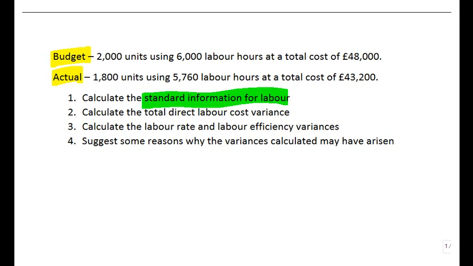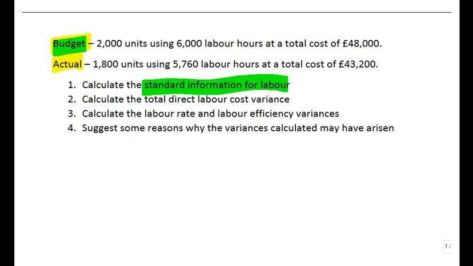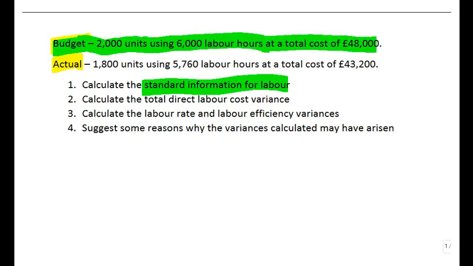Now, because standards are targets, they would generally be set up at the beginning of the year. Beginning of the year, we're going to be looking at budgeted information. You can imagine that when we're dealing with our standards, we won't know what the actual results for the year are. That won't occur till the end of the year. So to work out standard information, we're going to use the budgeted data. You can see we're budgeting to produce 2,000 units using 6,000 labour hours with a total cost of £48,000.